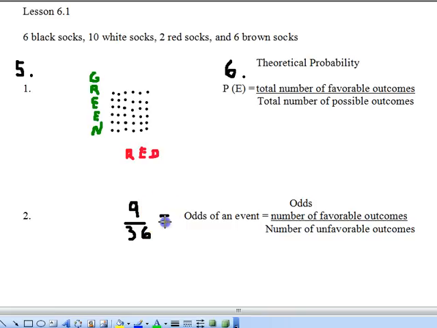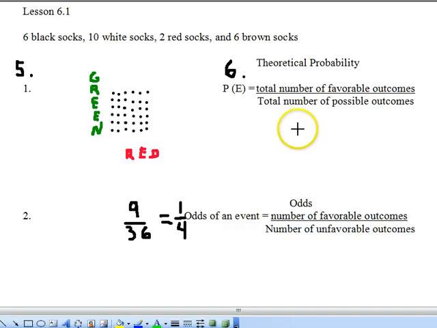If you reduce this, 9 goes into 9 one time, and 9 goes into 36 4 times. So we found the probability that a red even number and a green odd number are rolled. It is 1/4.